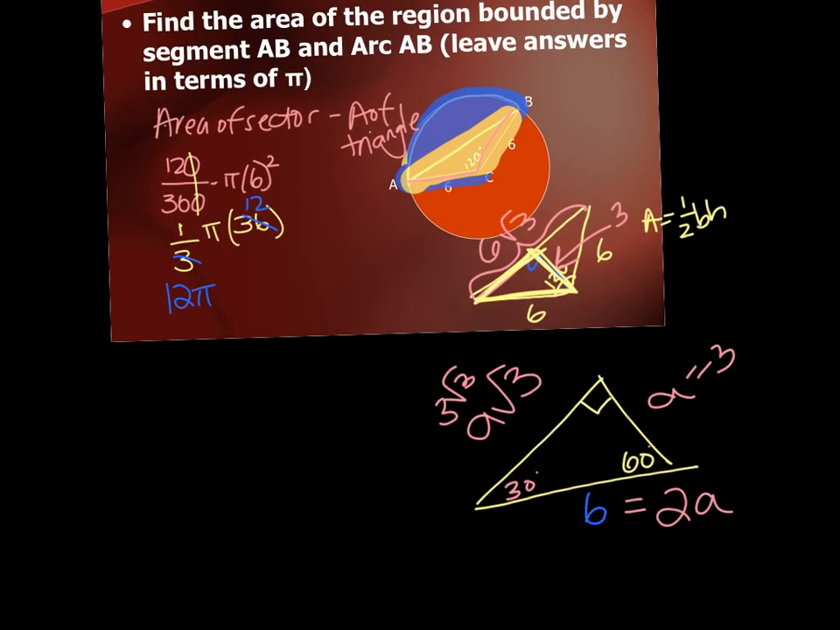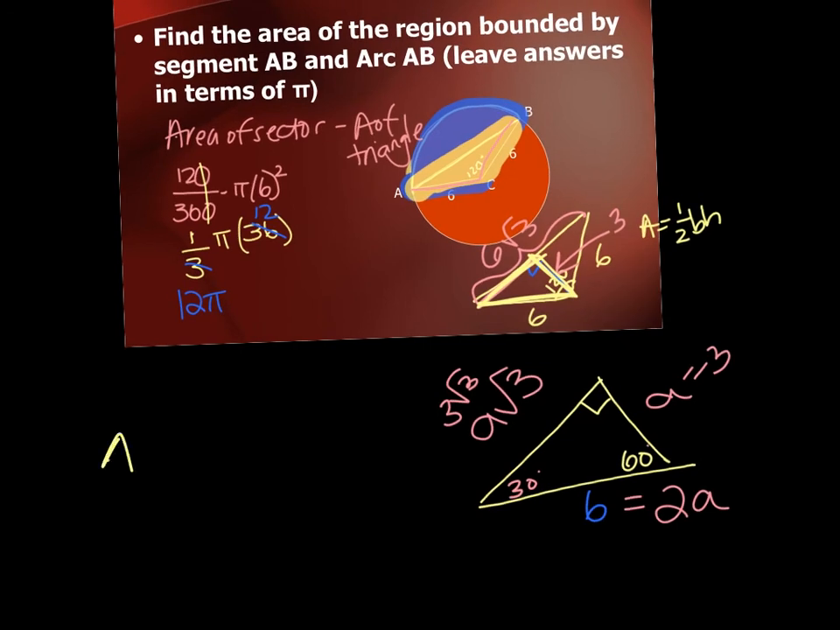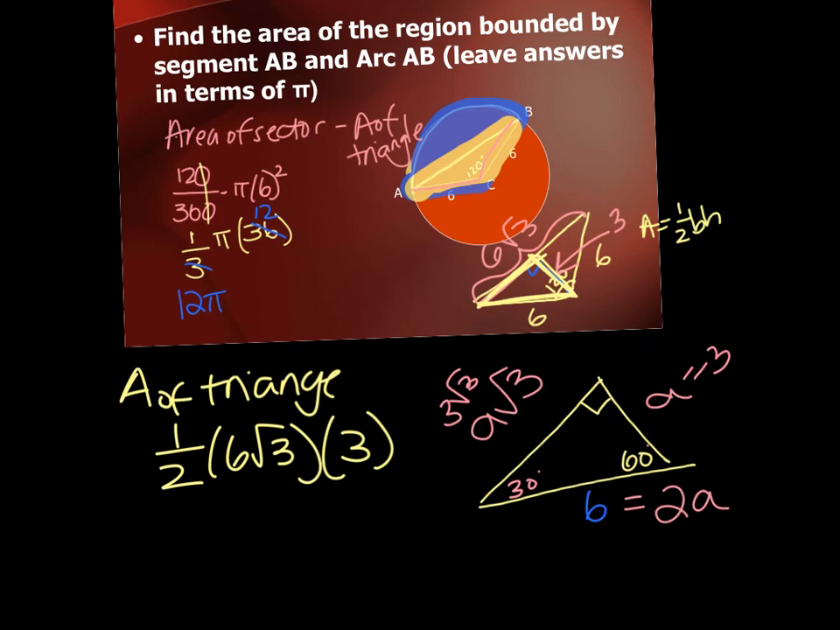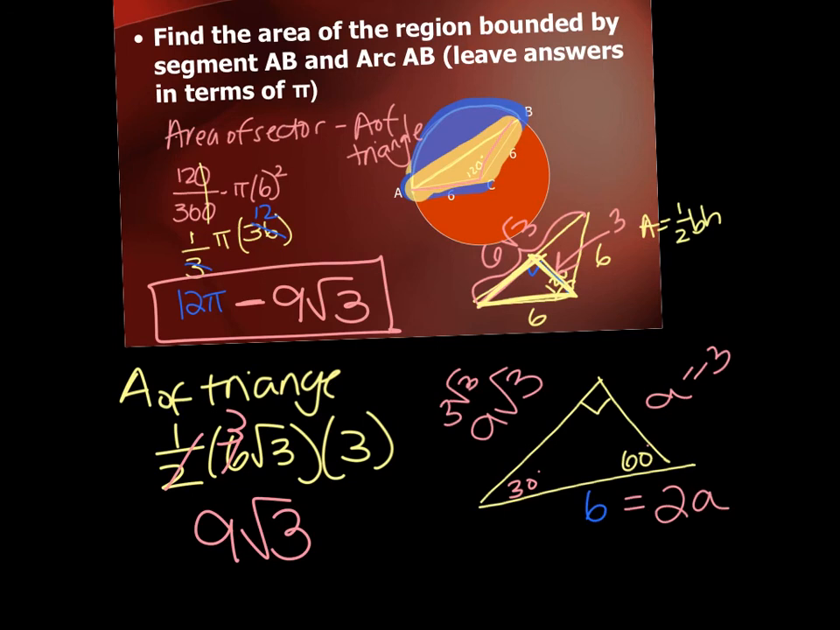So I got to find the area of that triangle. Area of triangle, 1/2 the base that we just found, which is 6 root 3, times the height that we just found was 3. So this is 3 root 3 times 3 is 9 root 3. Without a calculator, can you combine those? No. So without a calculator, you would leave it there, especially since the directions said leave it in terms of pi. If you had a calculator, then you would go to the next step and multiply 12 times pi and subtract from it 9 root 3.